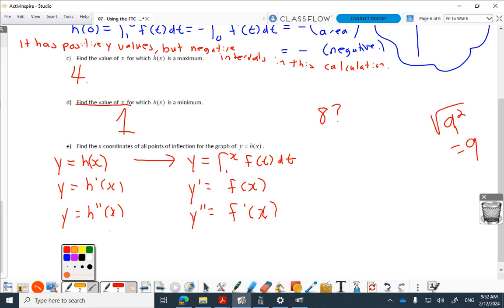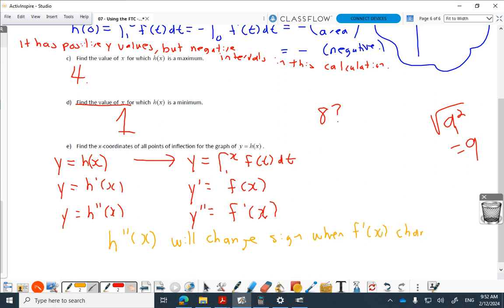h double prime of x will change sign when f prime changes sign. Because h double prime is f prime. That should be a mic drop right there. Yes?